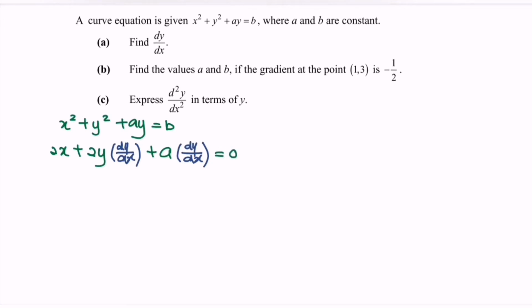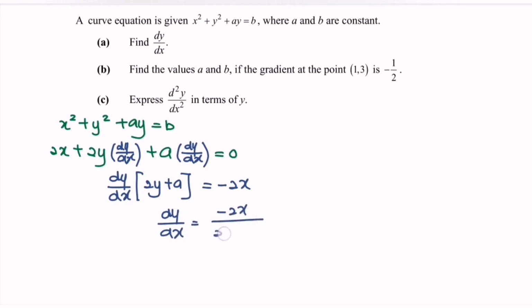Next, find dy/dx, or we can say express the equation in terms of dy/dx. So focus on the dy/dx. We can factor out dy/dx, giving 2y plus a equals negative 2x, because we have transferred from the left towards the right. Next, we have dy/dx equals negative 2x over 2y plus a. So here we have the result. We can name this one as number 1, this one as number 2, and this one as number 3, just to name it.